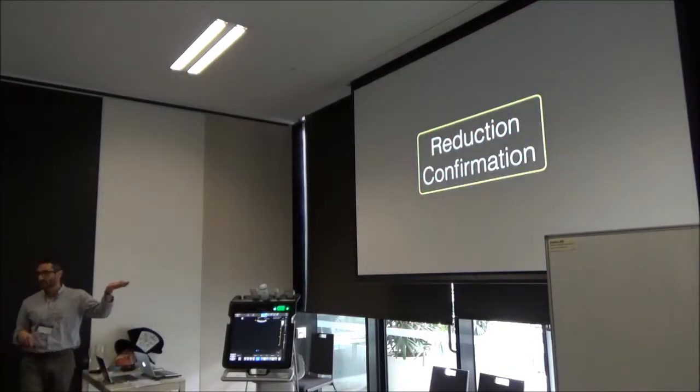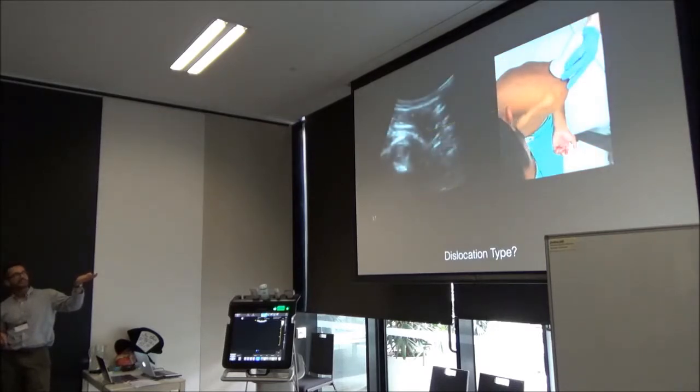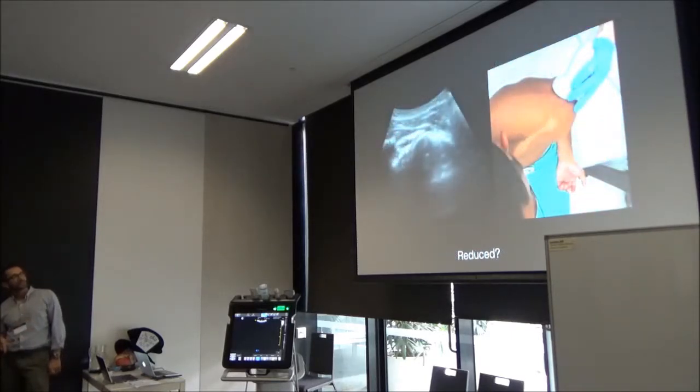And you already know reduction confirmation. Once you've done the reduction, you can easily check. This one is in or out? You can see a needle going in, so it's probably out, right? There's the humeral head right there. This is the glenoid. Is it that same one, in or out? Yeah, right. That's really what you're doing.